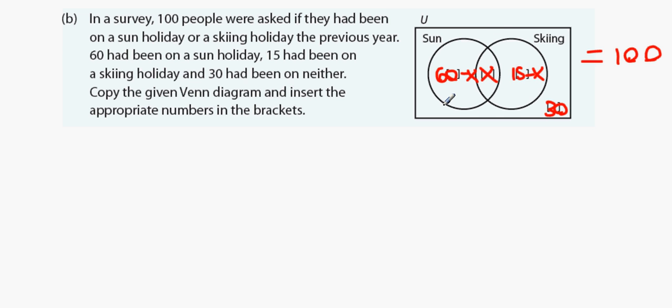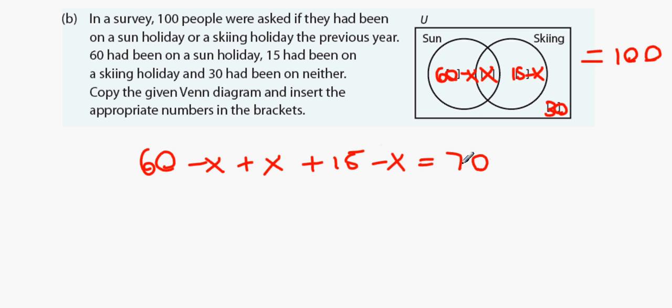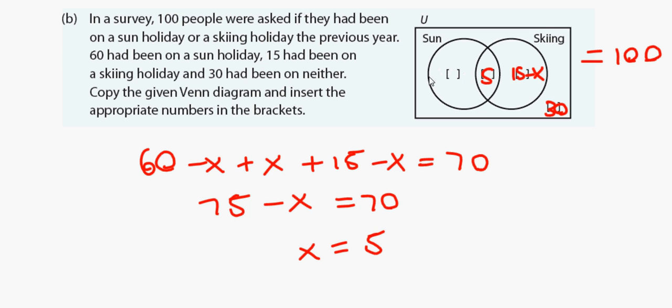There's 70 people in here because there's 30 outside. So what we know is 60 minus X plus 15 minus X, all of this has to equal 70. So add 60 plus 15 together, you get 75. 75 minus X equals 70. So this means that X equals 5. Let's go back in and rub this out. So X equals 5. This makes this one here 55, and makes this other side here 10. There we go.